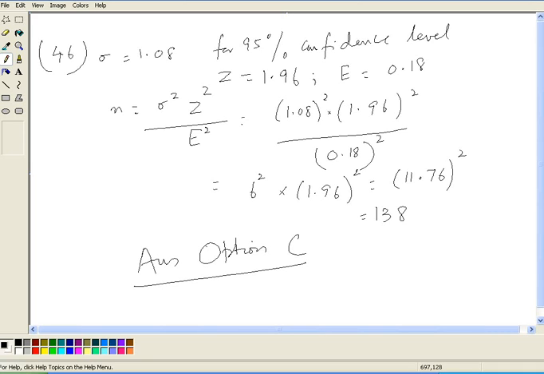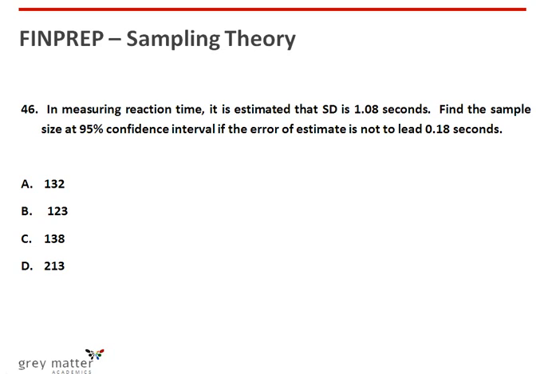It's a very standard thing. And the error of estimate is not to exceed 0.18 seconds. So E is 0.18. Now your sample size is given by the formula sigma squared Z squared by E squared. Substituting those values, we get 138. So the answer is option C. Going to our PowerPoint presentation, the sample size works out to be 138, which is the C option.